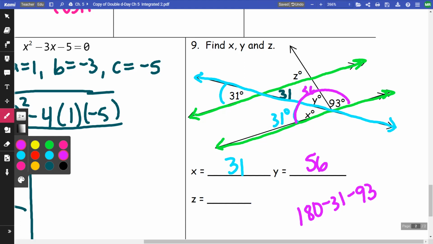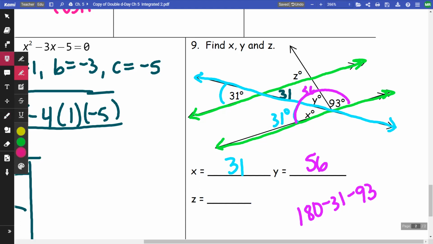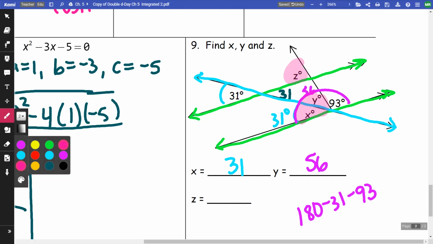So now if I was to take this whole thing here, it's going to be the same as this because we have this orange or yellowish transversal. So this angle Z and these two angles together are going to add up to the same thing, and that's going to be corresponding. So I'm basically going to take 31 plus 56, and I end up with 87 degrees.